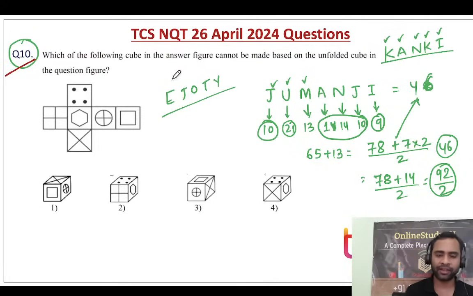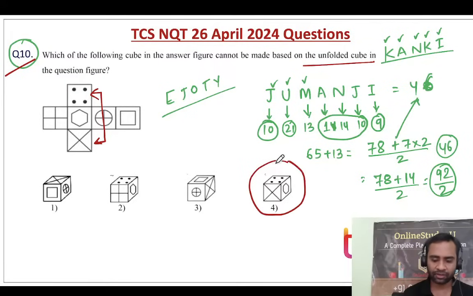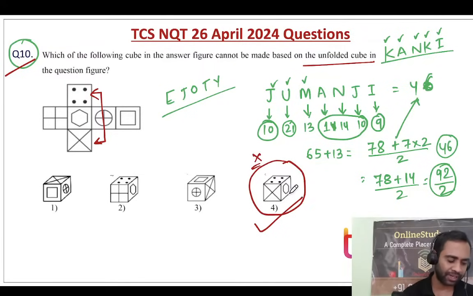Now question number 10. Which of the following cubes in the answer figure cannot be made based on the unfolded cube in the question figure? Friends, just see. Which cannot be made? These are the two opposite faces. Opposite faces cannot be seen together on the cube. So this one we will not be able to make. So option 4 will be the correct answer.